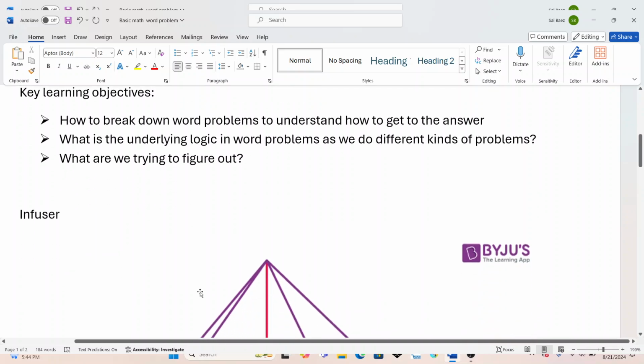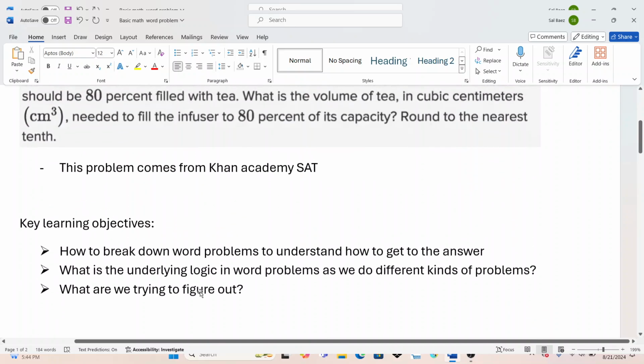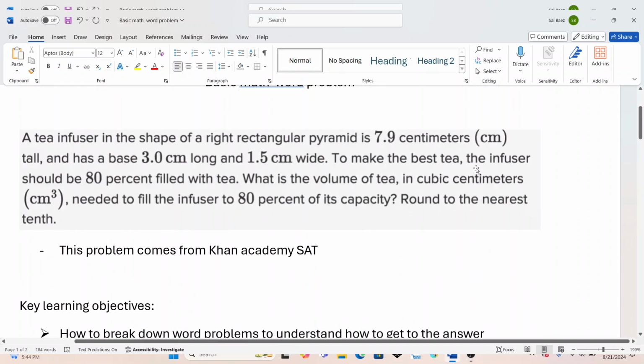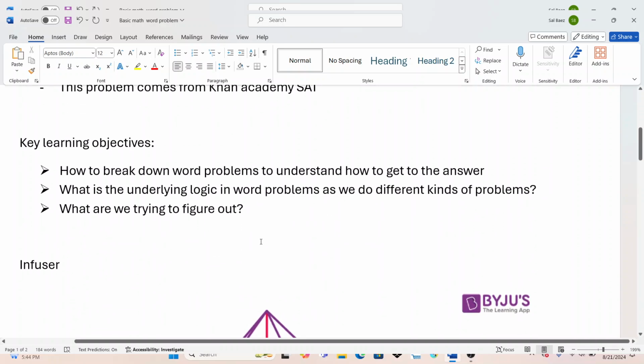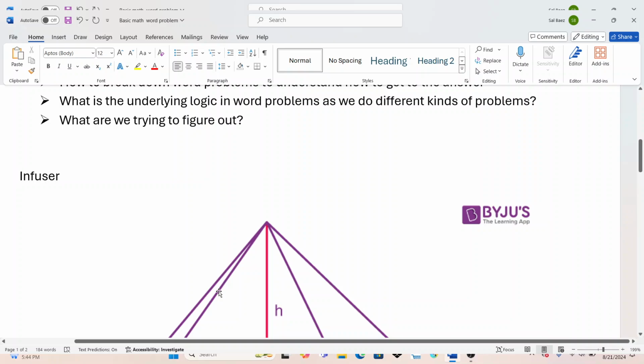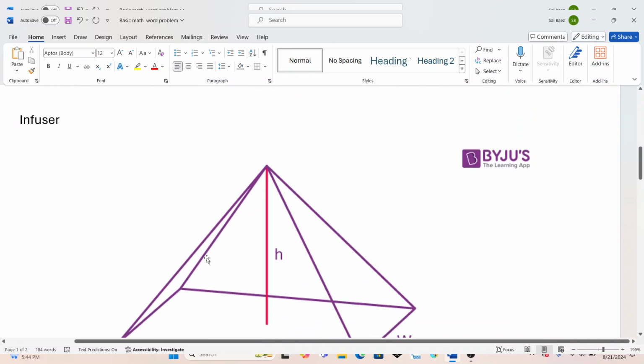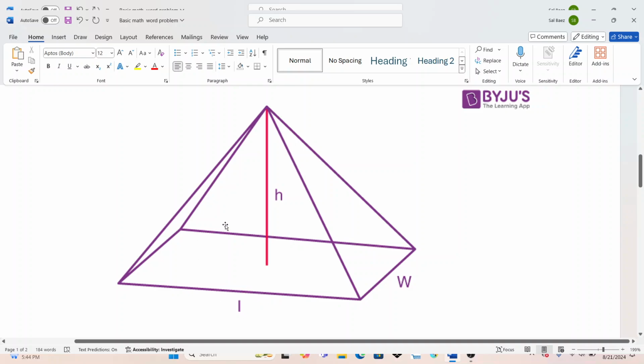All right, so what I did here is I looked at the problem and figured, okay, what is an infuser? So they said the shape of a right rectangular pyramid. I got this picture off the internet too, so this is not from me. This is from Byju's, the learning app. I'll provide a link for this picture too. But this is what the infuser looks like.